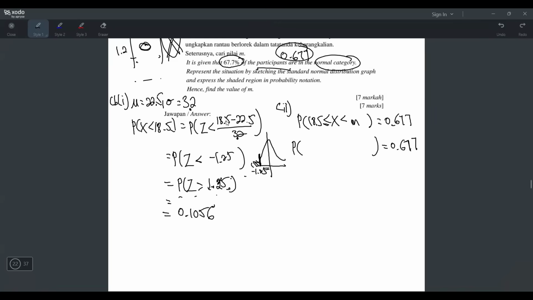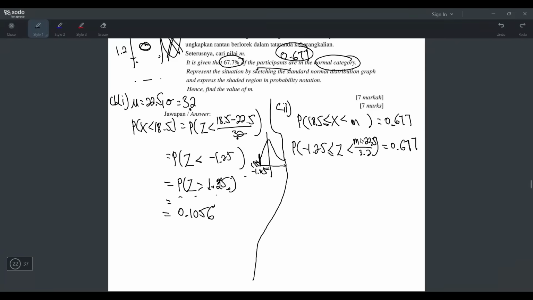So 18.5 minus 22.5 divided by 3.2. Just now you pressed already, it is negative 1.25, and then this one becomes Z, and then this one becomes M minus mean, which is 22.5, over the 3.2. And I want to mention again, in normal distribution, this line is not important. But if it's there, I just put it. But it's not that important actually, because in normal distribution this line is really not important.